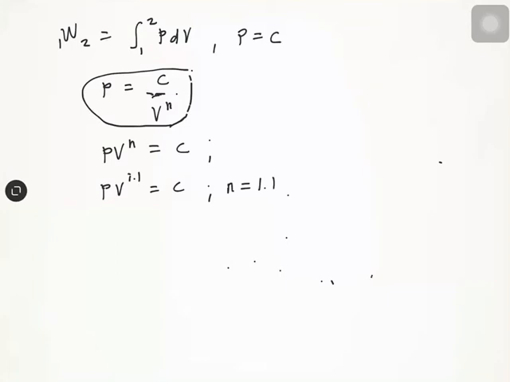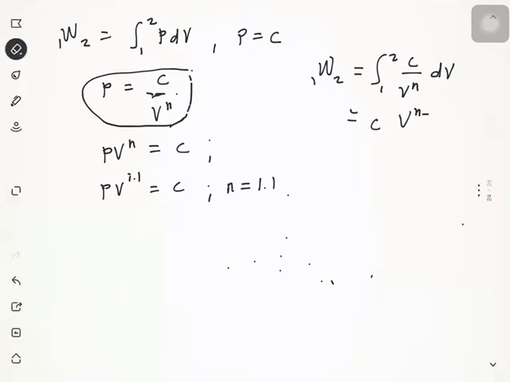Okay, so the work from state 1 to 2 is the integral from 1 to 2 of C over V to the n dV. We substitute the P here. So that is C times the integral of V to the negative n, that is C V to the negative n plus 1 over negative n plus 1, from process 1 to 2.